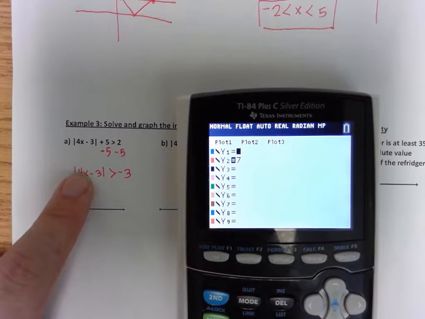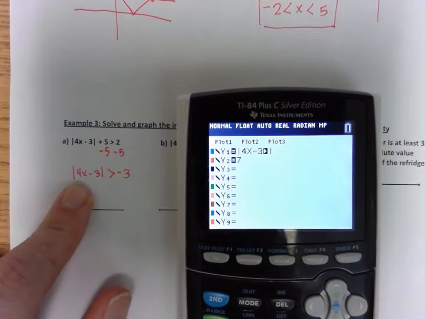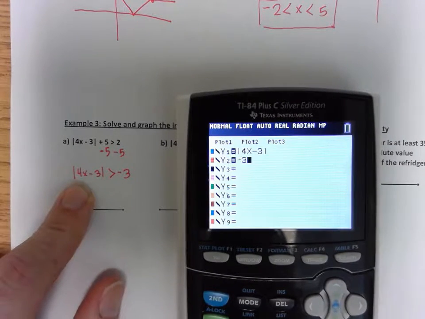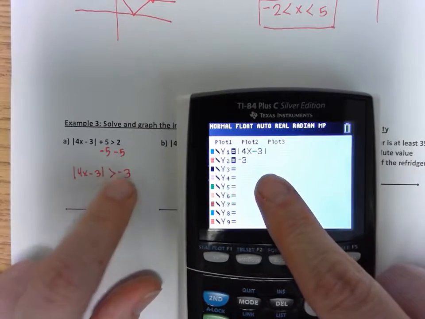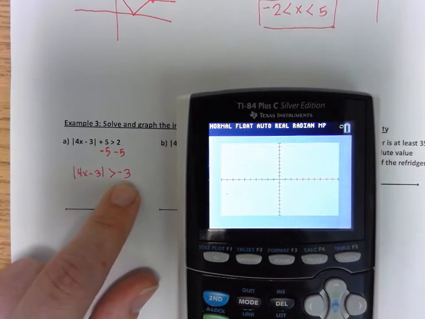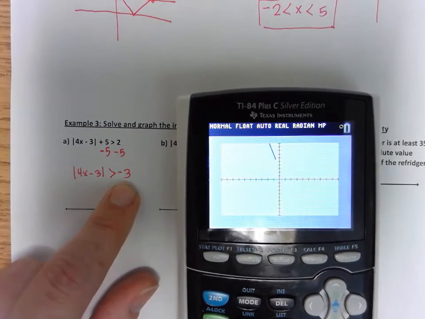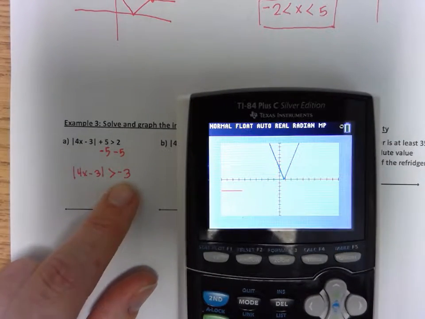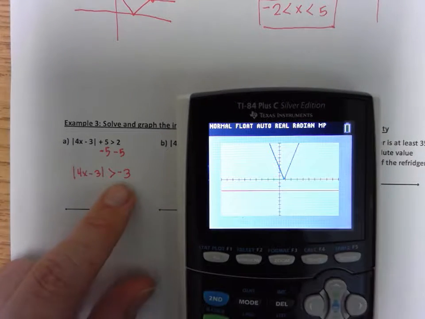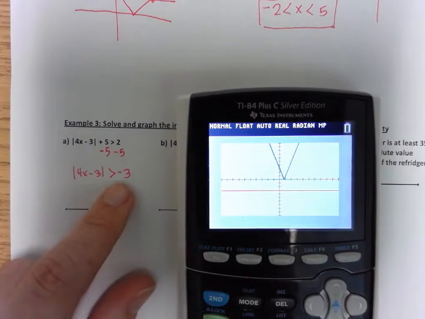Again, I just do the y1 for the absolute value portion of it, so 4x minus 3, and negative 3 for the y2. Once we get the absolute value isolated, whatever number you end up with is going to go into y2. Love y1 and y2, because you can look at the graph and you can see what's going on. Now, if you look at the graph, it looks like, well, hey, they don't intersect. So you might think, oh, there's no solution to it.